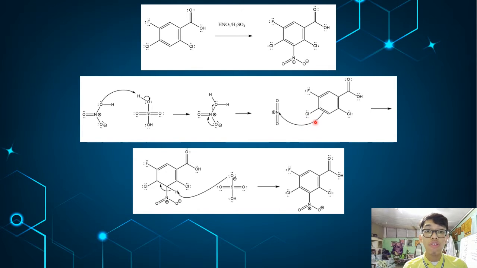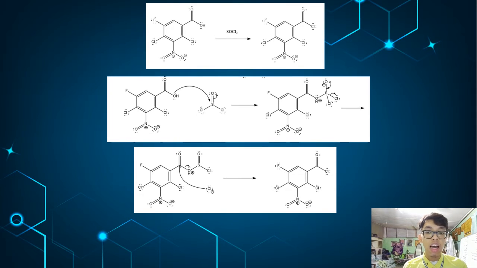Now remember that chlorine is an ortho director and fluorine as well, while this carboxyl group is a meta director. So you have two ortho directors and one meta director versus one ortho director, so that gives us no choice but to add the nitro group to this position, which is ortho to the two chlorine atoms and meta to the carboxyl group.